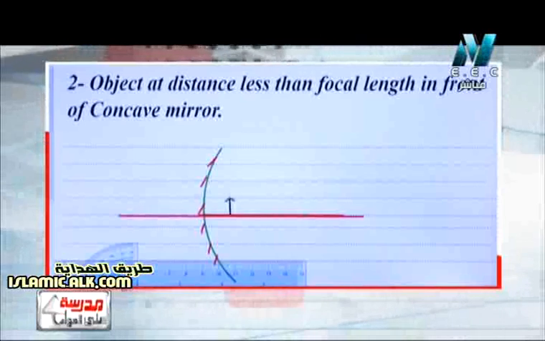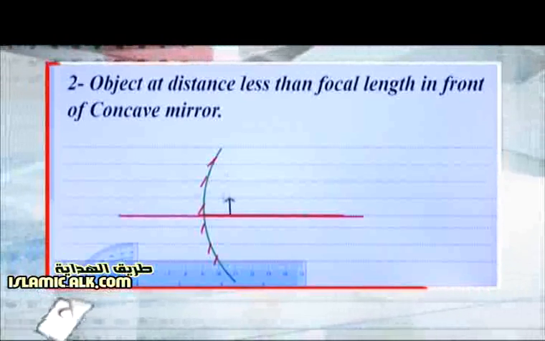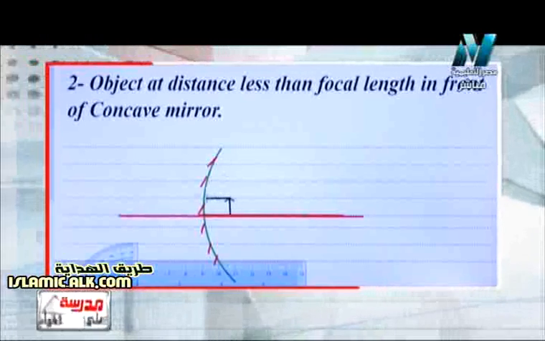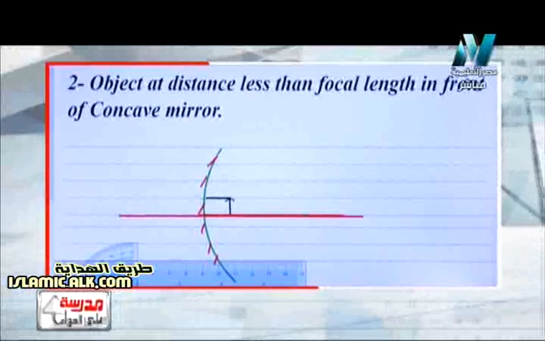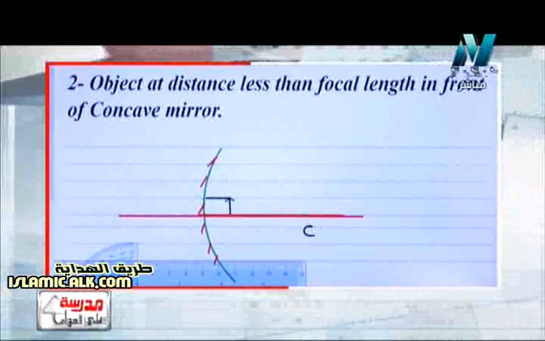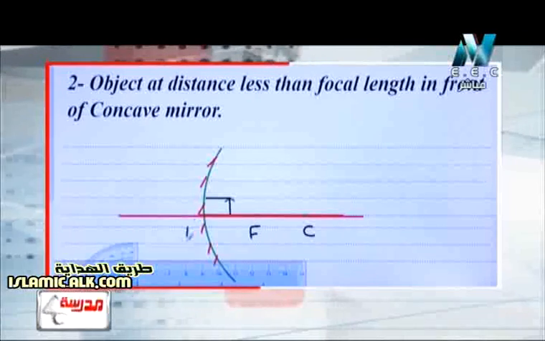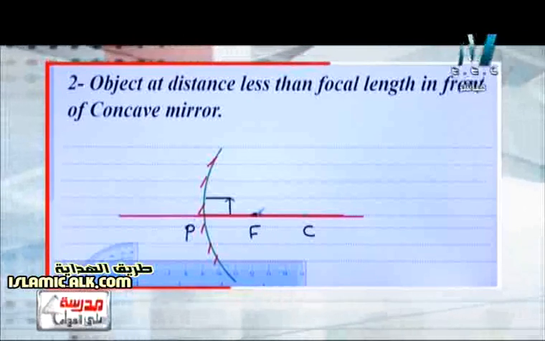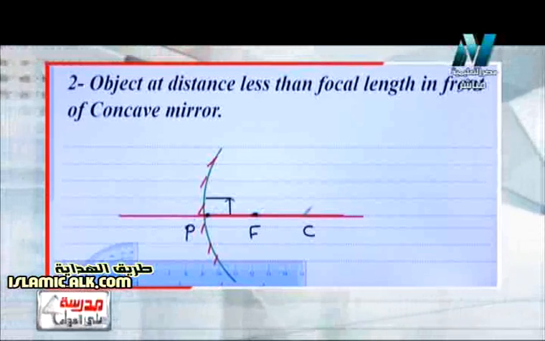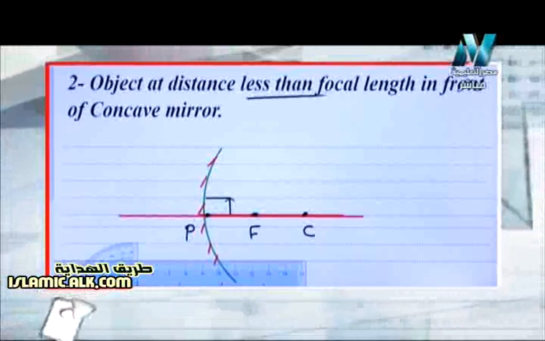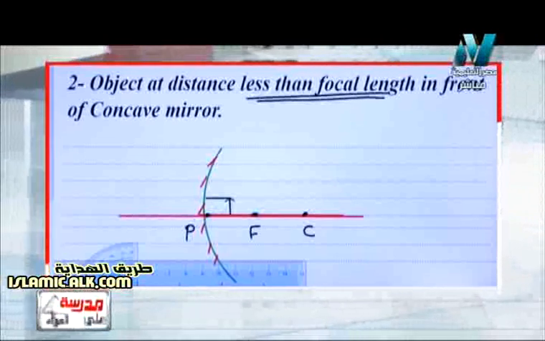So rule number one, we have a light ray that falls parallel to the principal axis. We have here 2 points. We have C, F, and P, and the object is between P and F. Why? Because it is less than the focal length.